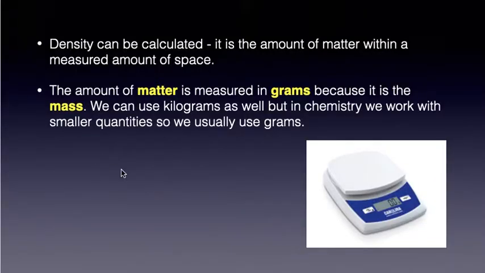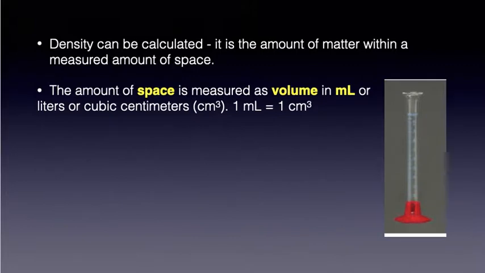We're going to look at the comparison of the densities of each of these states of matter. First, let's remember that density can be calculated. It is the amount of matter within a measured amount of space. So the amount of matter is measured in grams because it is the mass. We can use kilograms as well, but in chemistry we work with really small quantities, so we usually use grams. And here is a balance that you will be using in lab to calculate the number of grams of the substance you're working with.